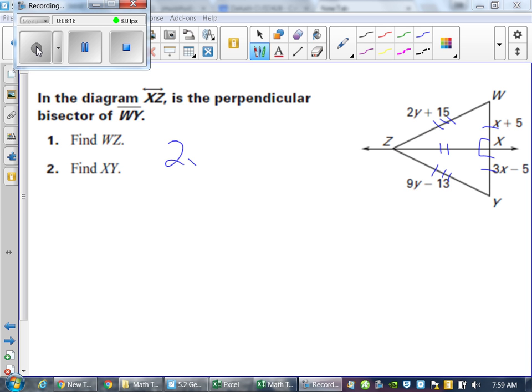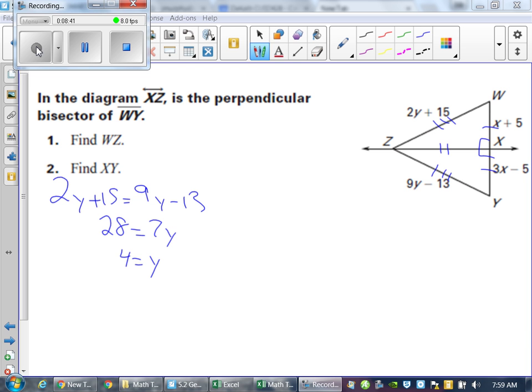So it's a matter of setting them equal. 2y plus 15 is 9y minus 13. That's a 13. Did I say 15? Oh. Move stuff around real quick. Add the 13, subtract the 2. You get, what is that, 28? Is 7y. Y is 4.